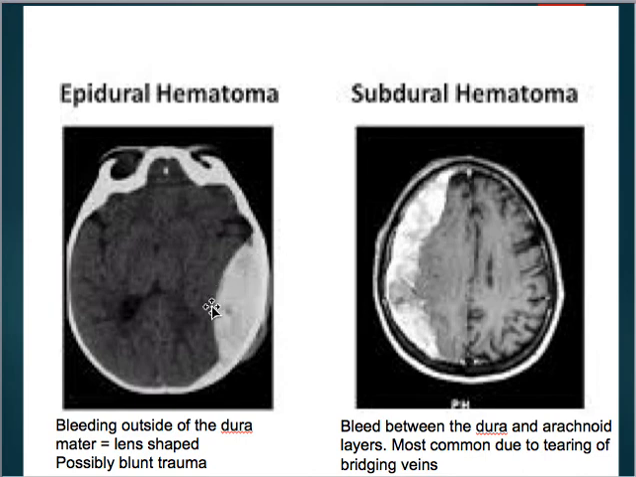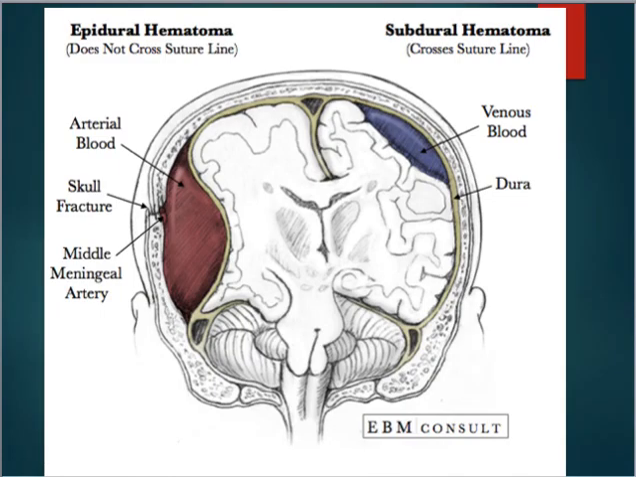The difference is you can always tell by the shape. You've got the lens shape, and then you've just got the hematoma in here. There's another indication of the difference. Epidural hematomas don't cross the suture line right here. You can see here, it stays outside of that. This one is caused by the trauma, so you've got a skull fracture here that's causing the bleed. And then you've got the subdural, which crosses the suture line here, and there's venous blood inside of here.